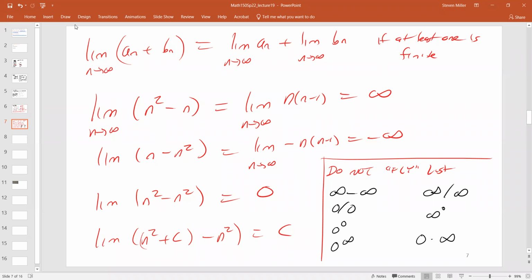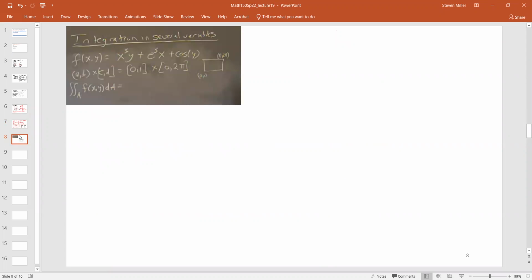Okay, so the idea is if we have a rectangular region, we can integrate over the rectangular region without any trouble. So I think the problem I do in the video is the following. I want to integrate f(x,y) equals x cubed y plus e to the, is that e cubed x? Okay, e cubed x, we'll do e cubed x plus cosine y over the rectangle. So the first thing is, is the rectangle infinite or finite?